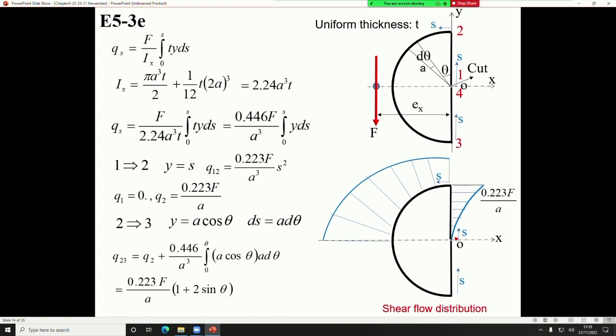Now, some students in the exam, if they get a question similar to this one, when they're drawing the shear flow distribution, they start with zero value here, which is not correct. At this point, this shear flow and this shear flow are the same, because they're at the same location. So I don't need to draw the bottom part, it's exactly the same as the upper part.